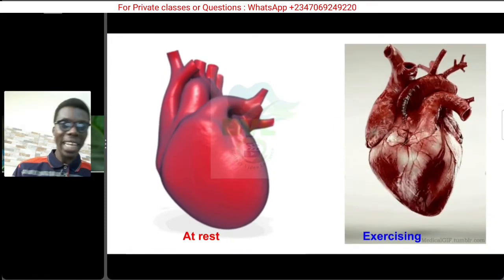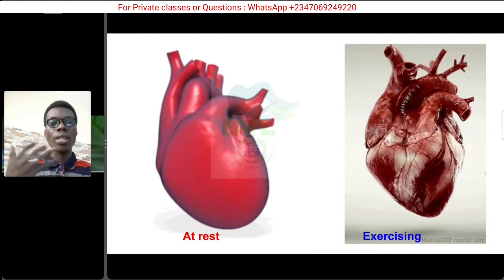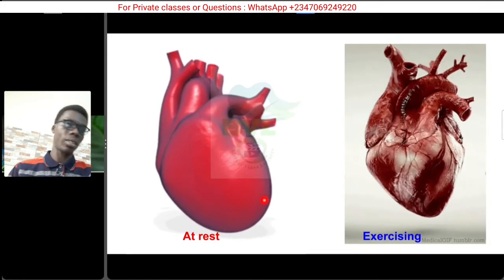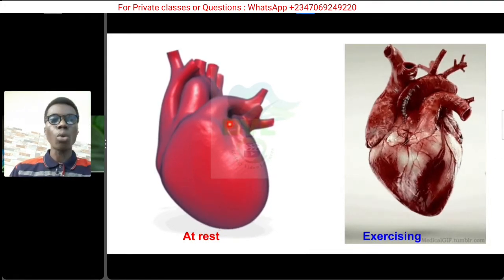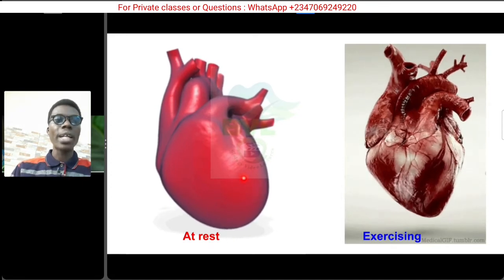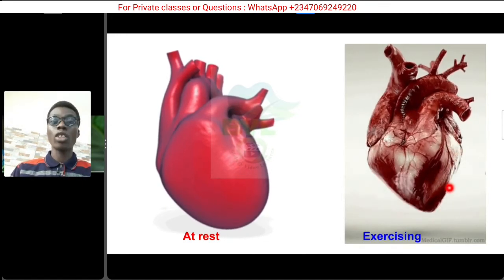Not exactly, but at least to an extent. This is the heart of someone at rest. It's quite slow. Then when somebody is exercising.